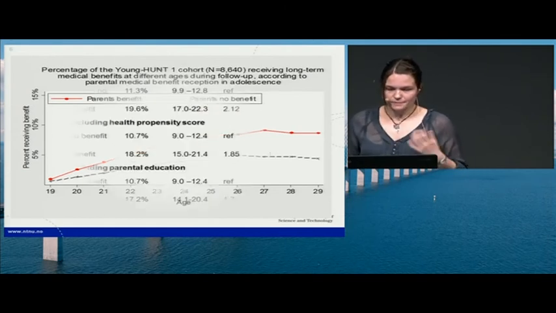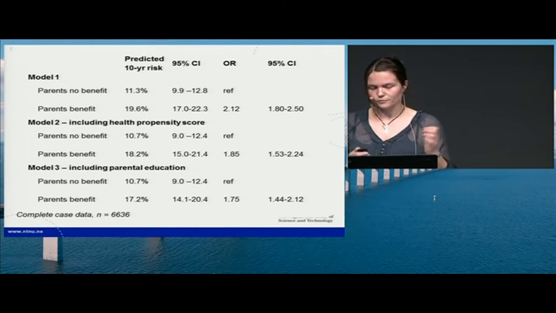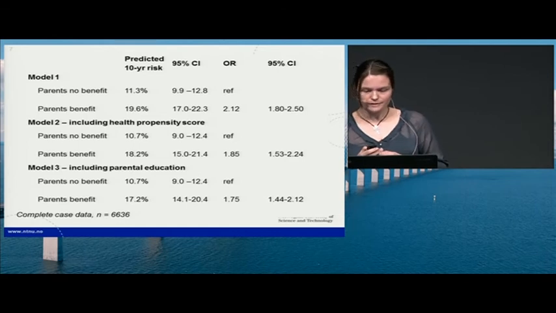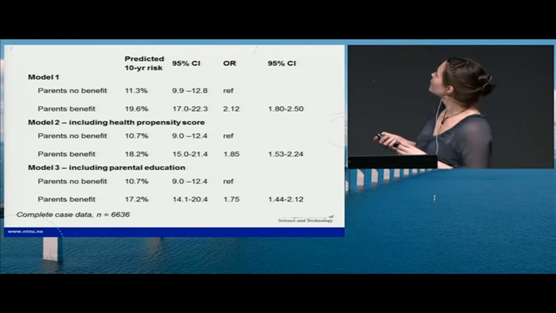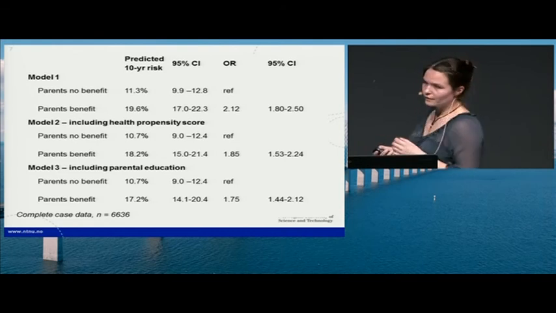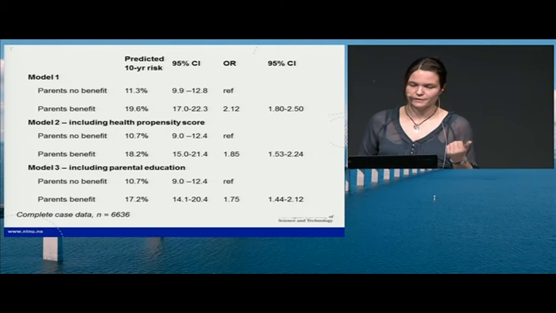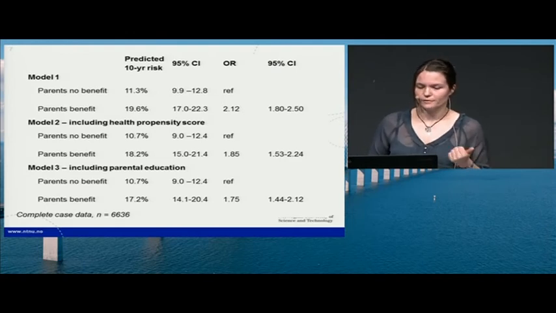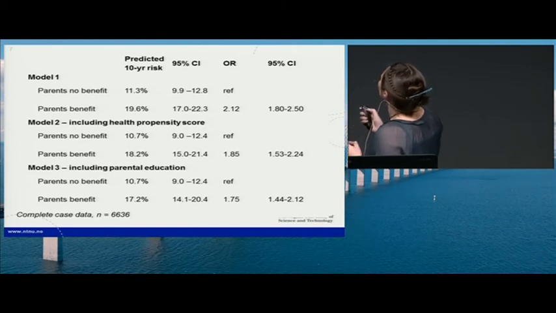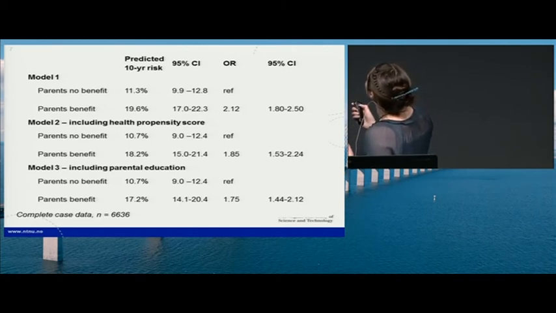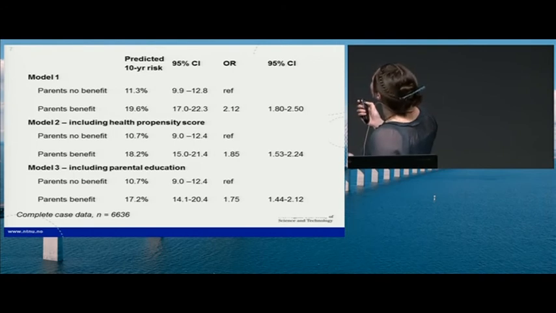And these are all descriptives. In order to examine this relationship more properly, we have also done multivariable regression modeling. And I will present some of the results here. Here we compare the two groups of adolescents, the adolescents with parents who received benefits with the adolescents with parents who did not receive benefits. And you can see the results presented with a relative measure between the groups as an odds ratio.